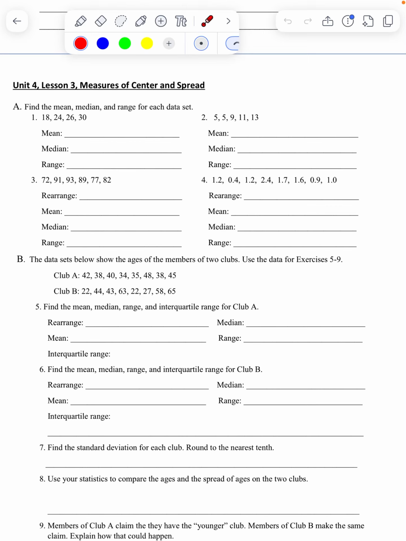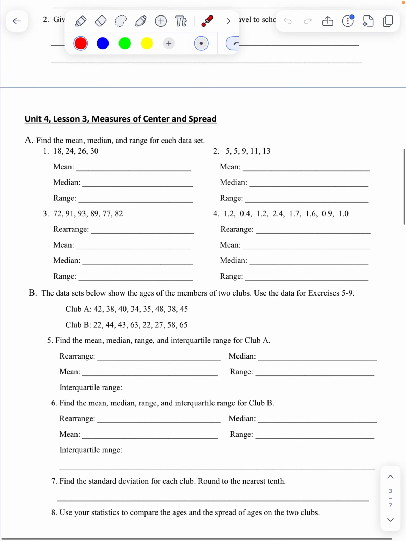Okay, Algebra 1, Unit 4, Lesson 3, measures of center and spread. What does that mean? After a couple of examples, you will have an idea of what center and spread are. Center means where the middle range of the data set is, and spread is how the data spreads out, what kind of shape I get if I graph all those numbers.